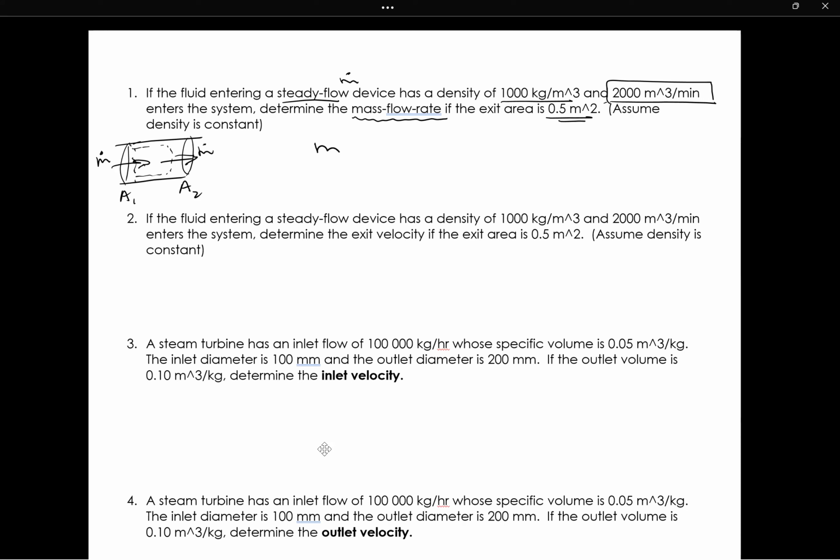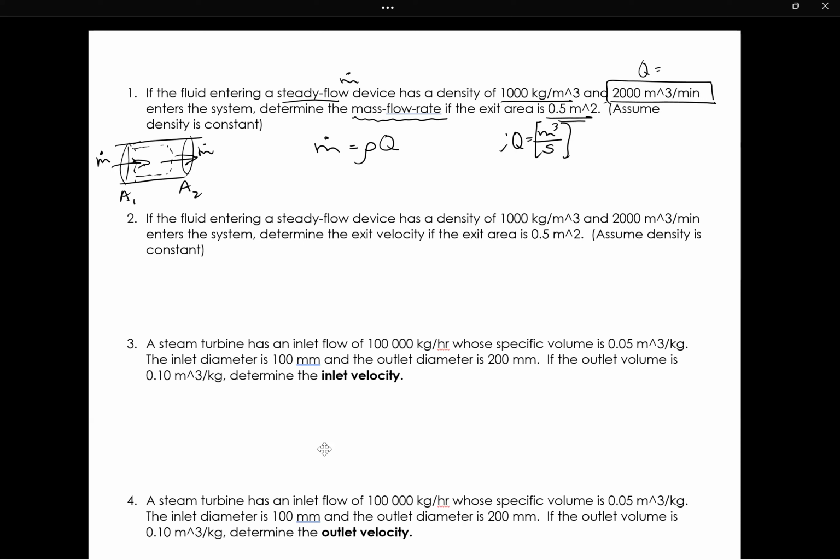This is our equation for mass flow rate. Well, mass flow rate is by definition our density times our volumetric flow rate. Let's remember that Q is volumetric flow rate. It's the amount of volume, meters cubed per second. And we are given that here, right? In meters cubed per minute.